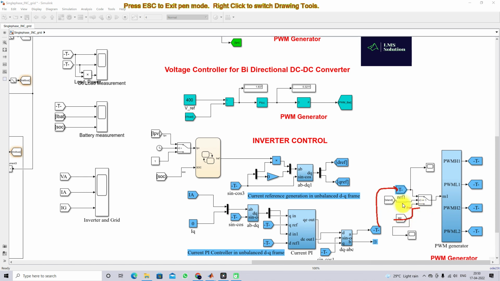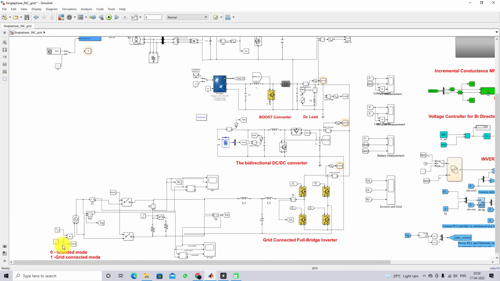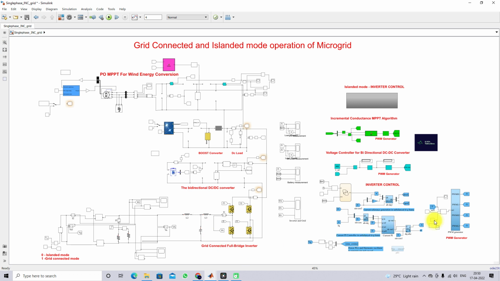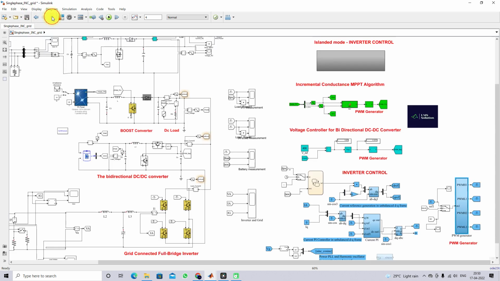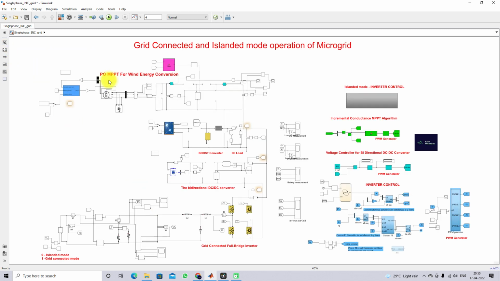Okay, so based upon that control logic created here, we are allowing that modulating signal for generating the pulse. The modulating signal is processed via the PWM generator, and it will generate the pulse for this inverter. So this inverter is going to operate according to the islanded mode and the grid connected mode in order to share the power. So this is the overall operation of the grid connected and islanded mode operation of the microgrid.